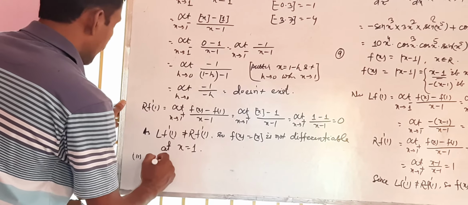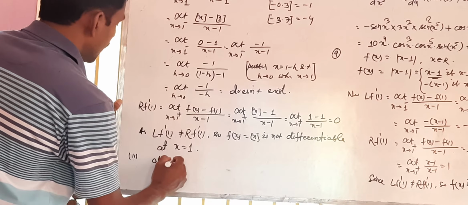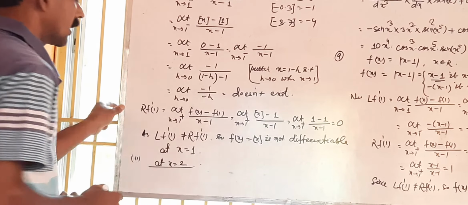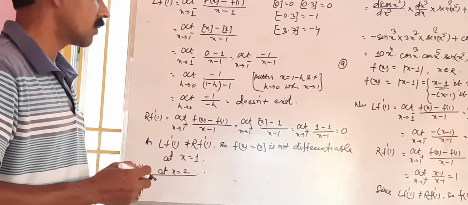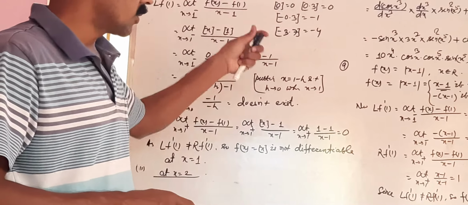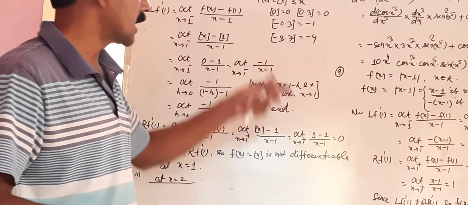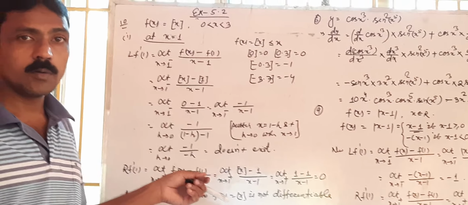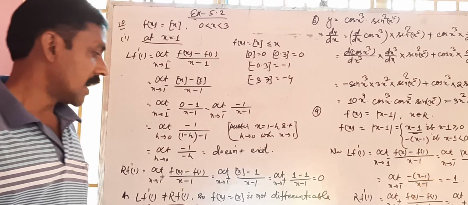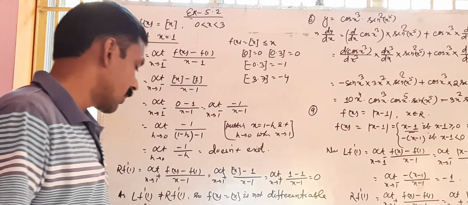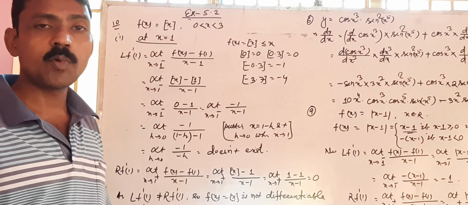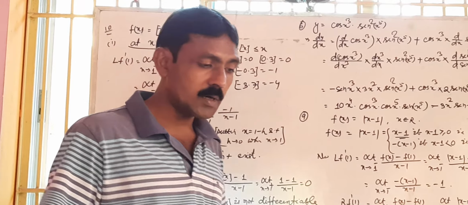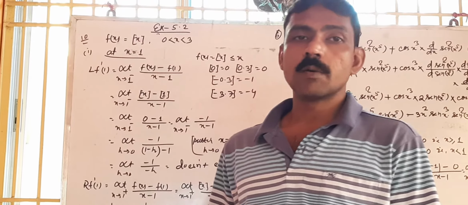Then the second part you will try yourself. This is homework for x equal to 2. So these are the problems from exercise 5.2. You see the video, practice it, and try to solve the remaining 4-5 questions of exercise 5.2 yourself, and if any doubt will be there, I will clarify.